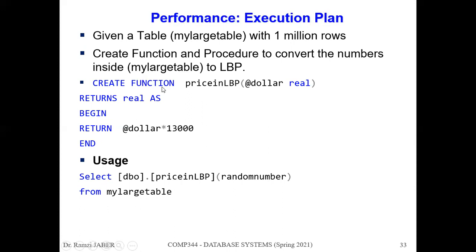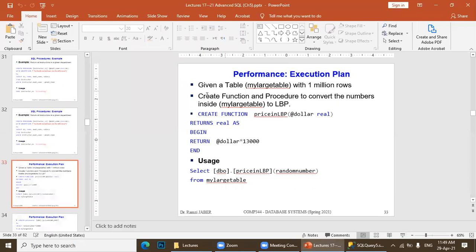Given a table, my large table with 1 million rows, we want to create function and procedures to convert the numbers inside my large table to Lebanese pound. Okay? So this is the first function. Create function price in Lebanon, add dollar real. Returns real as begin and return add dollars times 13,000. And we call it like this. Okay. We want to execute this inside SQL and measure the performance metrics. We'll see how.